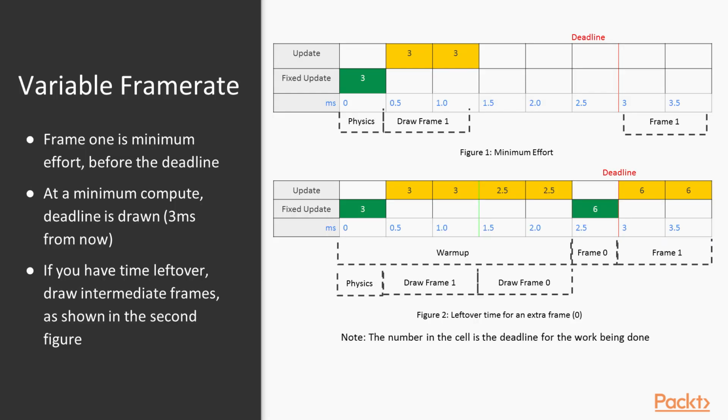In the diagram shown, first, frame 1 is drawn because this is the minimum amount of effort required before the deadline. When the deadline occurs, frame 1 is swapped in. In the second figure, we see how the algorithm would behave if there was additional time. In particular, frame 0 is drawn because there is time before the deadline where frame 1 must be drawn.